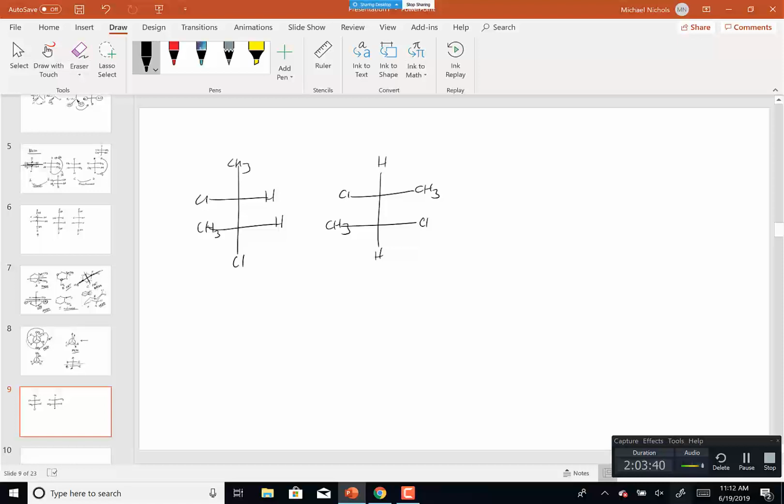Do these molecules have the possibility of being meso? That's the first question I should ask. Could these molecules be meso? So the top three groups, are they the same as the bottom three groups? Are these three groups up here the same as these three groups down there? So it could be meso.